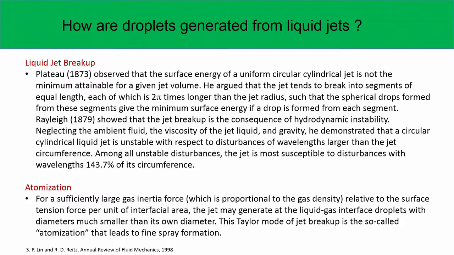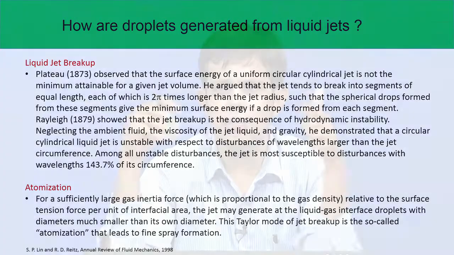Such that spherical droplets are formed, because once you break the jet up, even if it was cylindrical or a distorted cylinder, it immediately tends to form a spherical drop from these segments, because that gives it the minimum surface energy. You know that when a liquid surface is formed, there is surface tension, which essentially tries to minimize the surface energy, and in trying to minimize the surface energy, it forms a spherical drop.